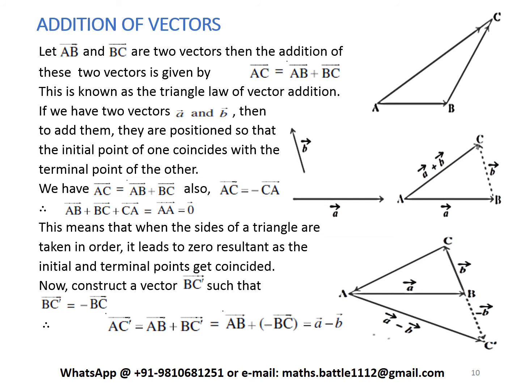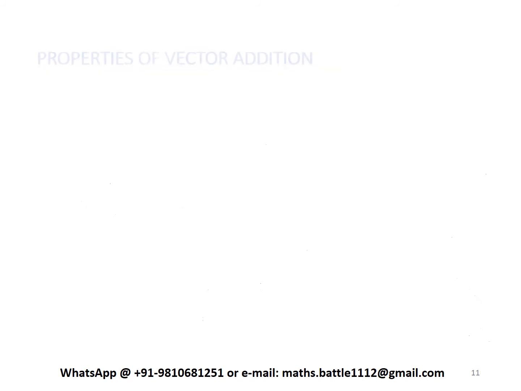Now construct BC dash such that vector BC dash is equal to minus vector BC. Then vector AC dash is equal to vector AB plus vector BC dash, which is equal to vector AB plus minus of vector BC, which is equal to vector A minus vector B.